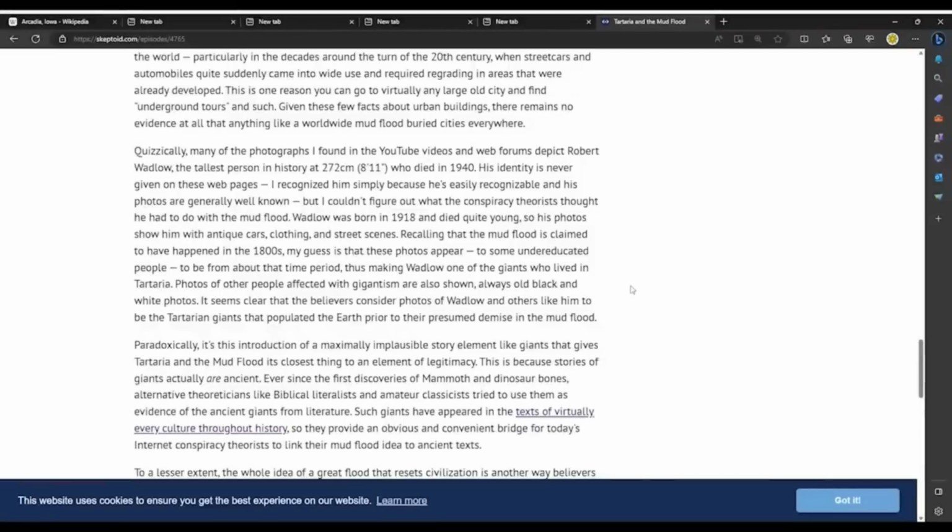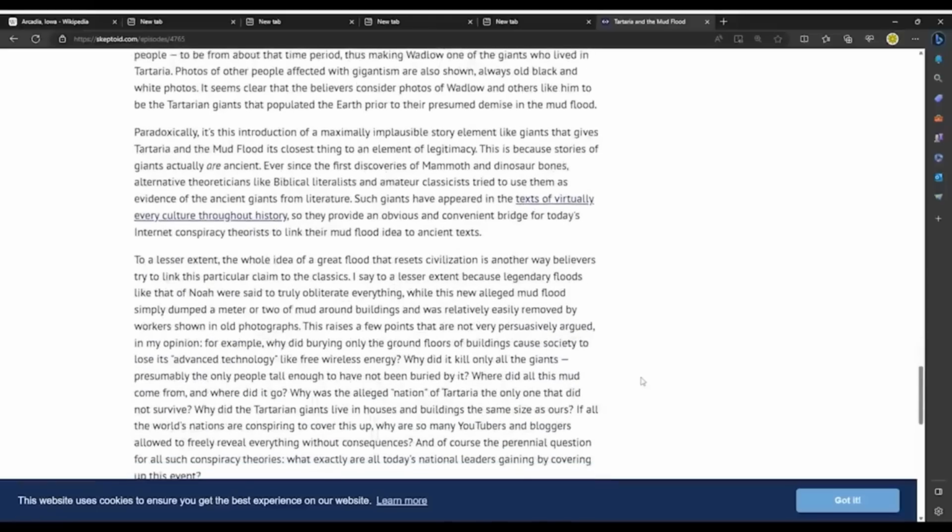because that's not important. Paradoxically, it's this introduction of a maximally implausible story element like giants, because Earth moving in a short amount of time in cities all across the world is not an implausible story. No, that makes perfect sense, right? Like giants, that gives Tartaria and the Mud Flood its closest thing to an element of legitimacy. This is because stories of giants actually are ancient. And then he goes about to talk about the texts of virtually every culture throughout history regarding giants, and quite accurately so. And we've talked about that on the channel before.